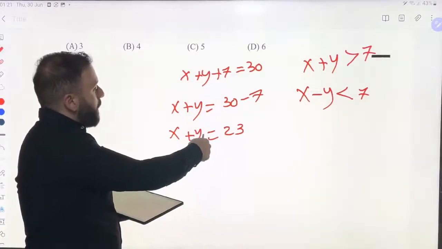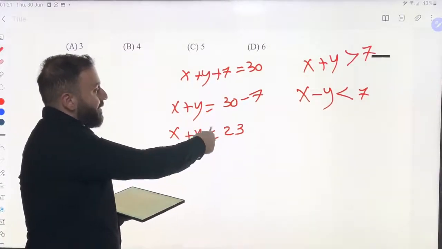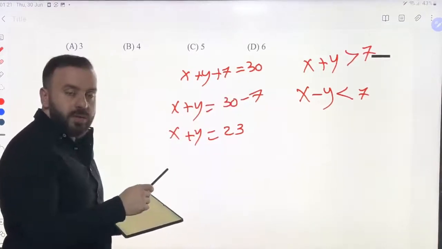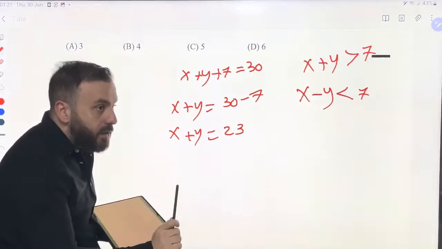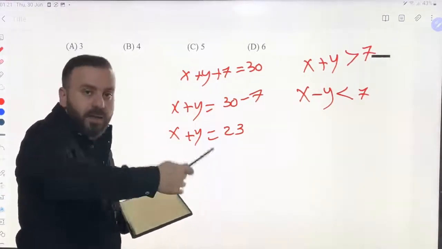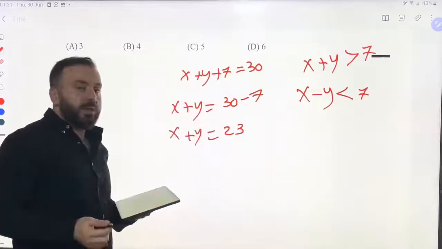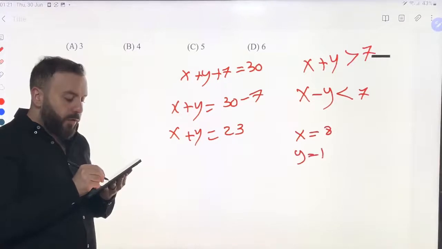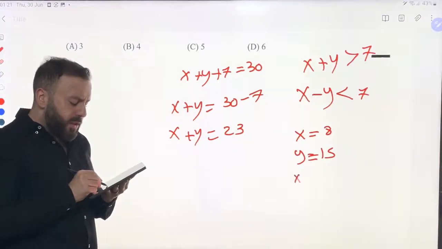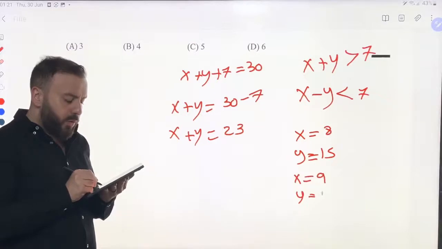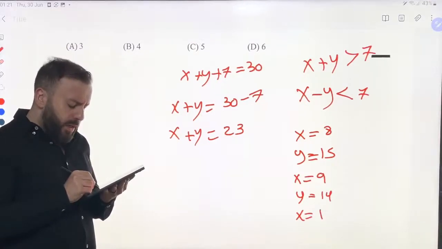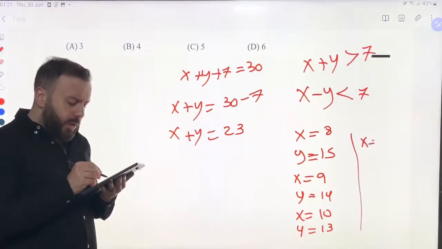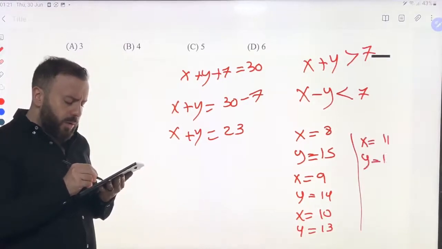Something I need to add: 7 is the shortest side, which means x and y should be greater than 7, but their sum should be equal to 23. So if x is equal to 8, then y is equal to 15. That's choice 1. If x is equal to 9, then y is equal to 14. If x is equal to 10, then y is equal to 13. And if x is equal to 11, y is equal to 12.